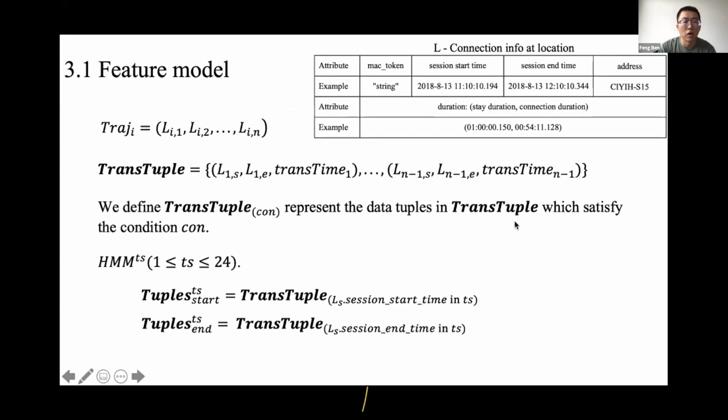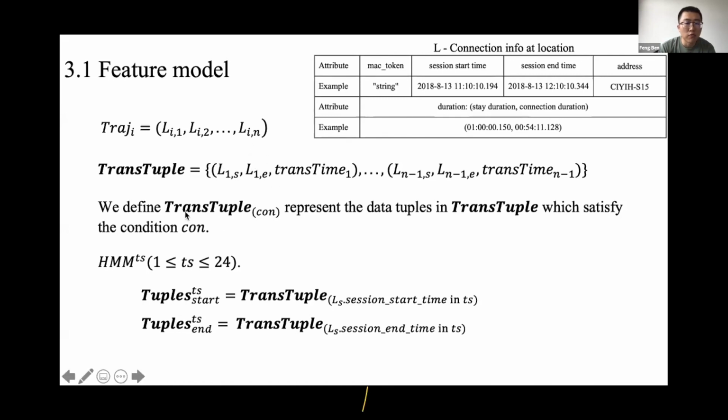After constructing the model, we need to calculate the parameters. A trajectory of a device consists of the connection information at several locations. This is an example of L, which is obtained after pre-processing. We first format the trajectories into transition tuple format. A transtuple has 3 elements: the information at the start point, the information at the end point, and the transition time between these 2 locations.